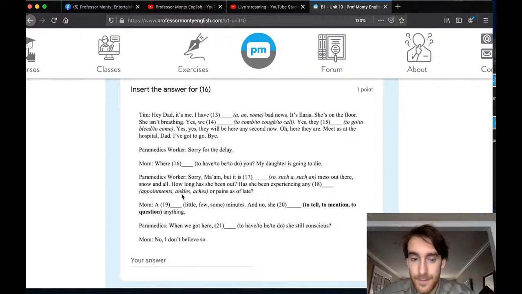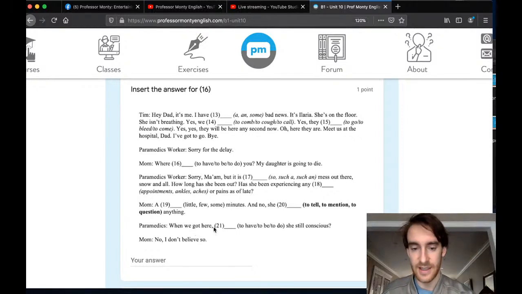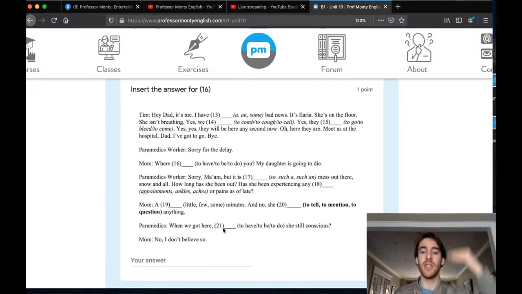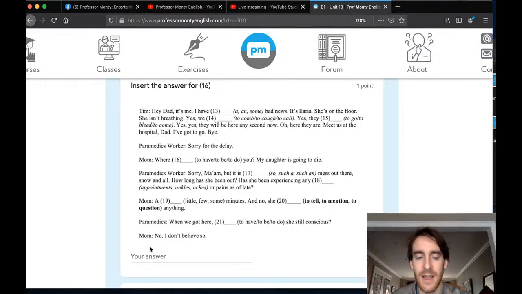And 21, when we got here, Maria says is, so when we got here, in the past, when we got here, Takeshi says is to. No, guys, when we got here, was she still conscious at that time? When we got here, was she still conscious? So no, she wasn't, right? So no, I don't believe so. Okay.